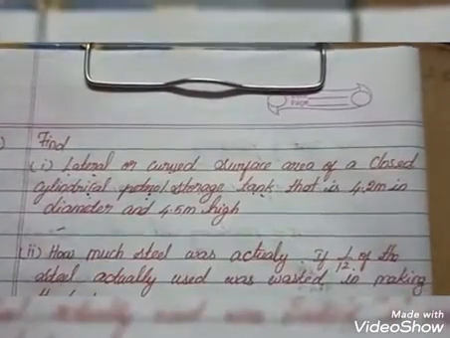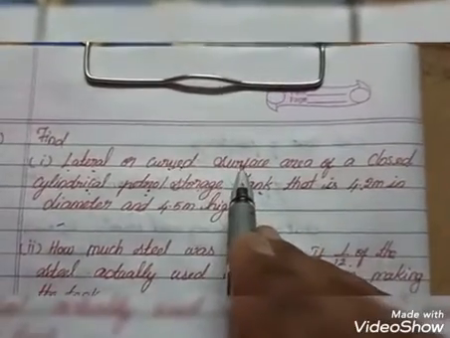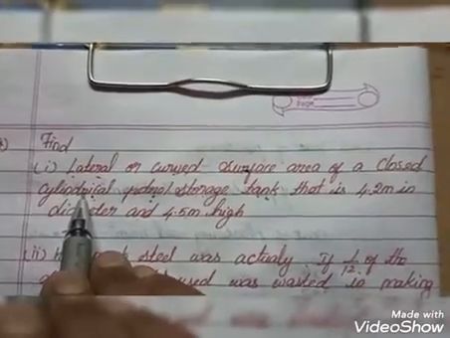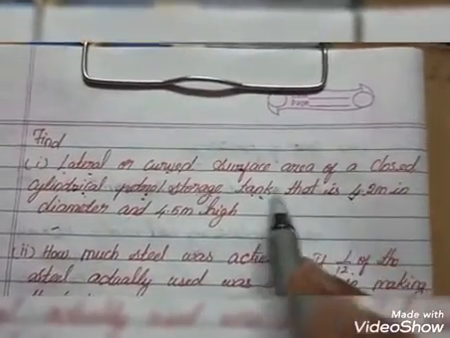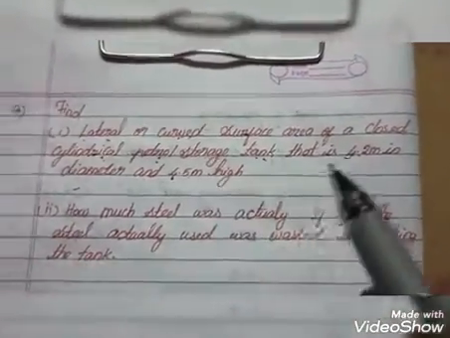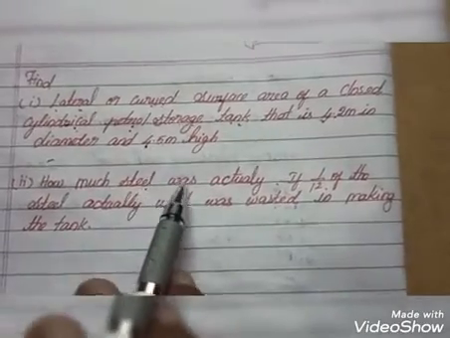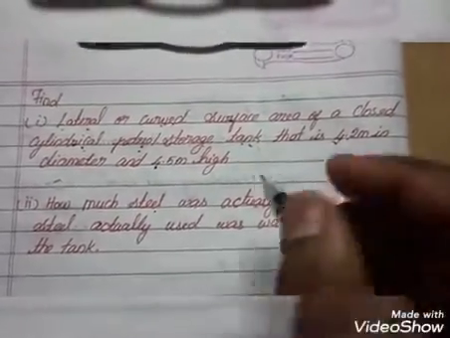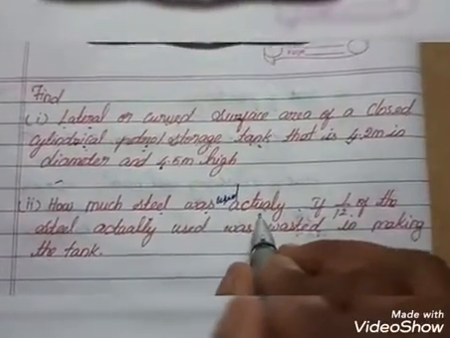So all the things are given. We need to find a curved surface area. What is the shape? It seems to be a cylinder. What are the values? The diameter is 4.2 and the height is 4.5. Okay, this is the first question. What is the second question? We need to find how much steel was actually used.